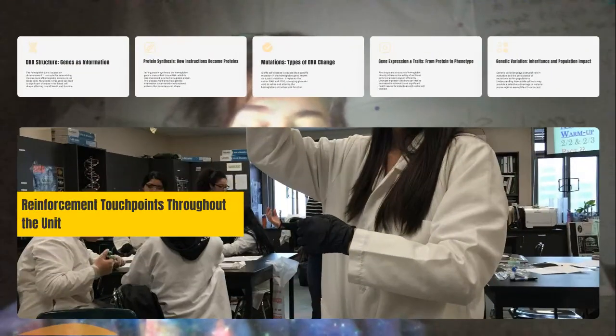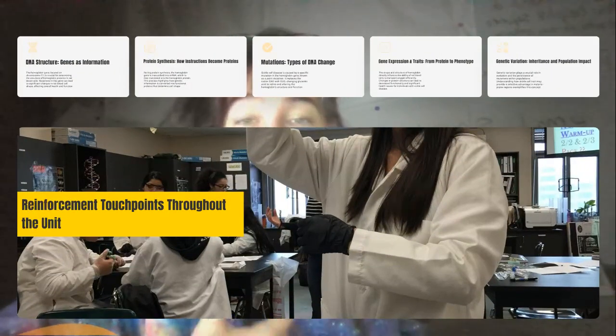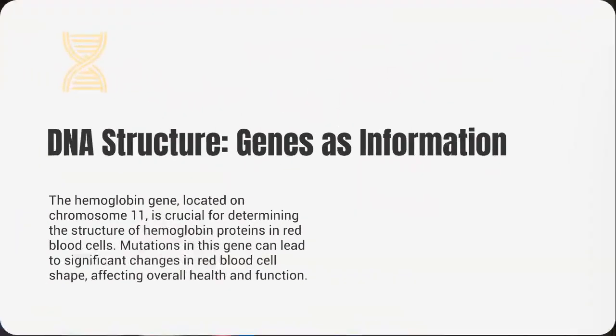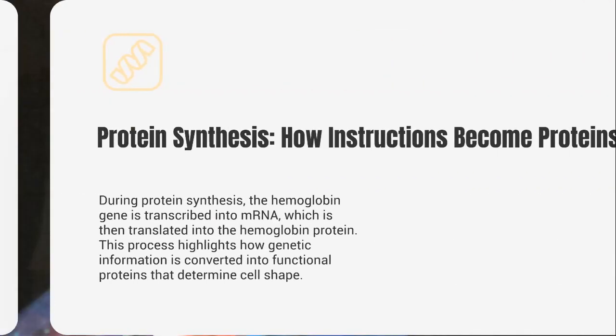So let's talk about some of how this can be described. So the DNA structure, your genes as information. The hemoglobin gene specifically is on chromosome 11, and that determines the structure of hemoglobin proteins in red blood cells. Mutations in this gene are going to lead to significant changes in red blood cell shape, which impact the overall health and function of the whole organism, but also of that individual red blood cell.